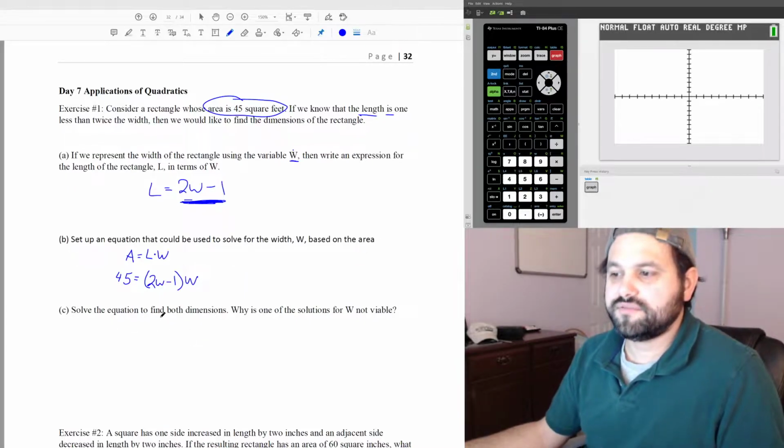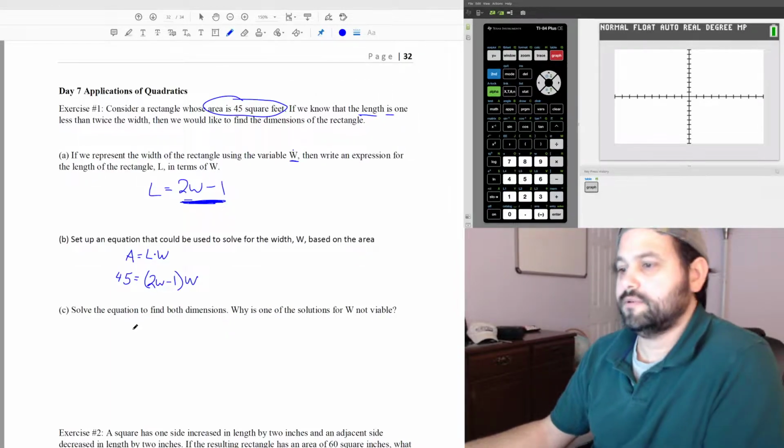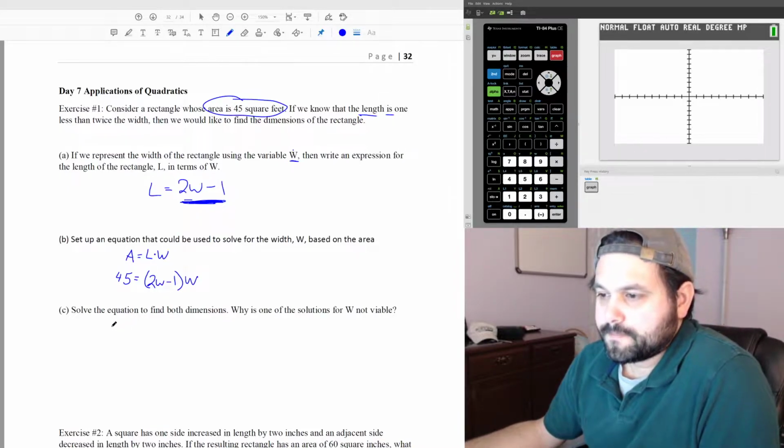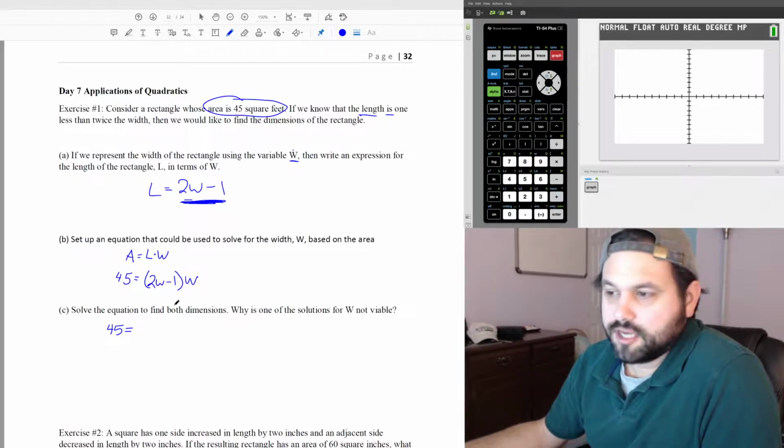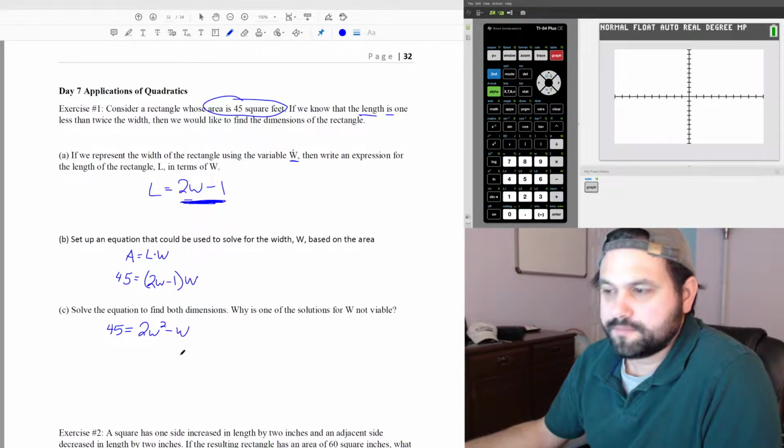And now we want to solve this equation to find both dimensions. And why is one of the solutions for W not viable? So apparently one of the solutions is not going to be viable. So 45 equals, I'm going to distribute this W. So that would give me 2W squared minus W.